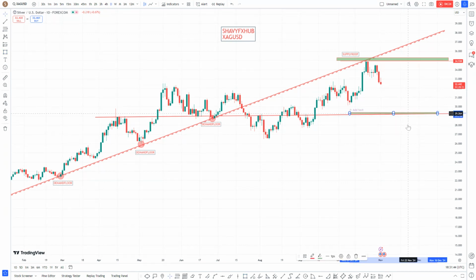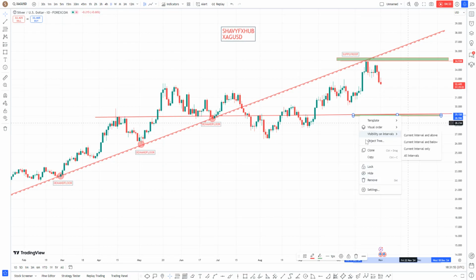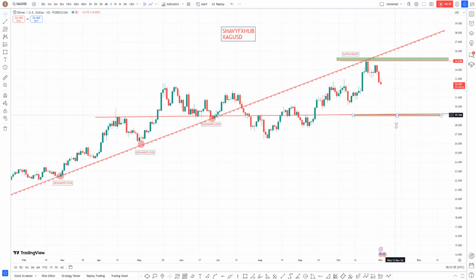Oil is already in my head. I have oil in my head. So we should expect a significant sell at this level. Expect a sell at this level. So at this level, we'll be expecting a sell for silver, XAG, 39.15.